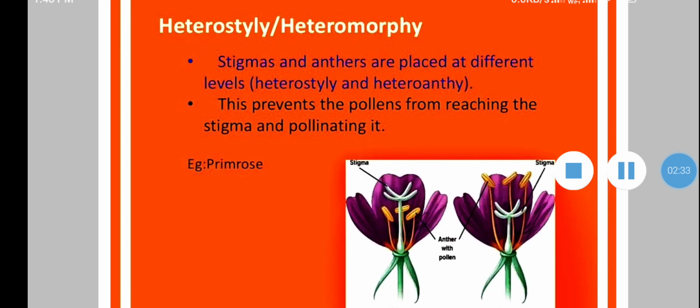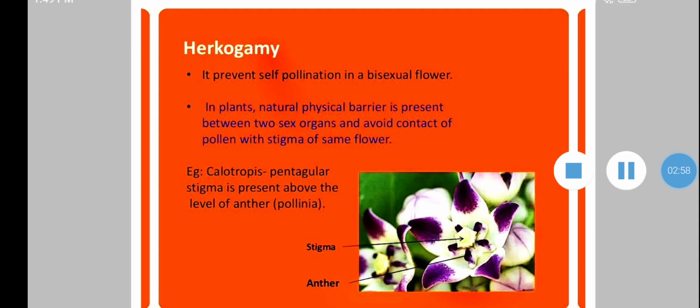The next type is heterostyly or heteromorphy. Stigmas and anthers are placed at different levels, and this prevents the pollen from reaching the stigma and pollinating it. So self-pollination can be avoided because of this mechanism, that is heterostyly. For example, primrose. The next type is hercogamy.